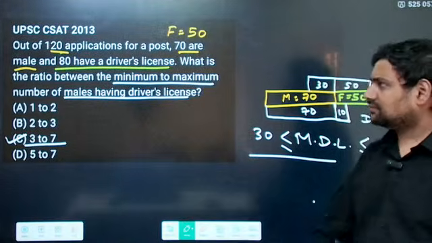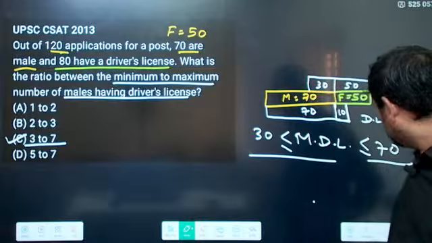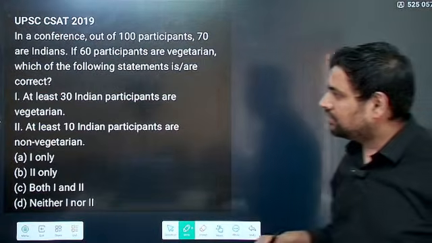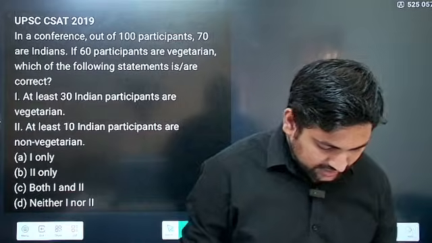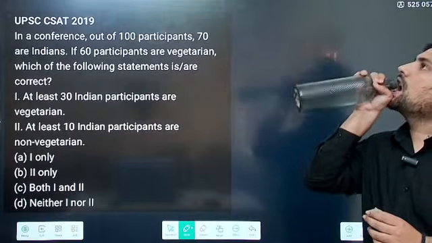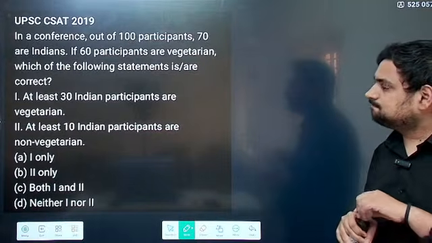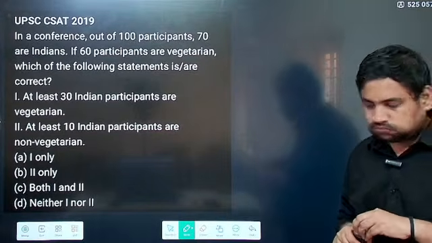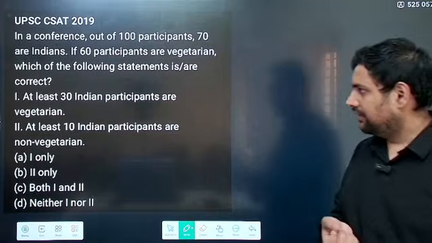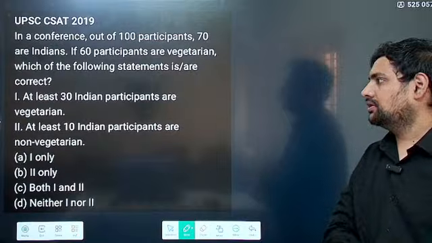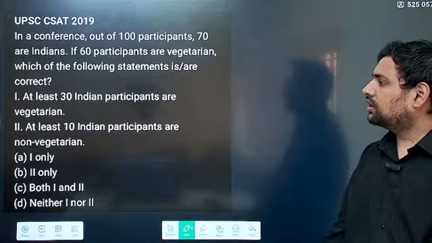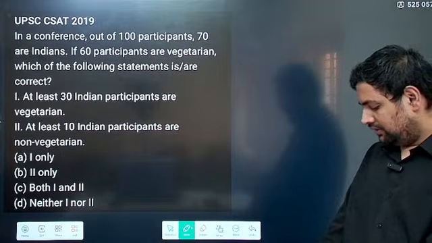Okay, simple. Then let's do a better one. Yeah, let's do this. Try this. First statement is easy, same as we did before. Second, you will have to think a little.